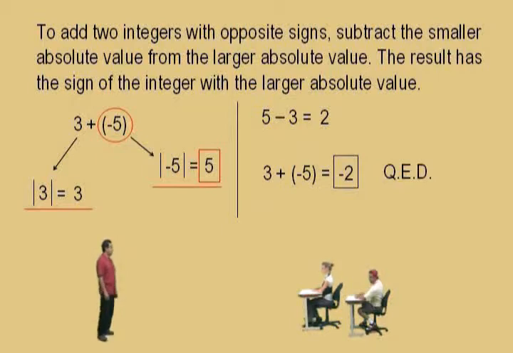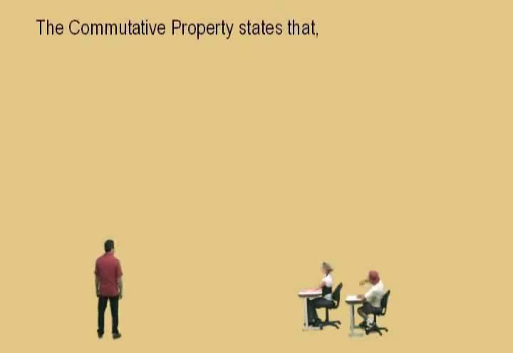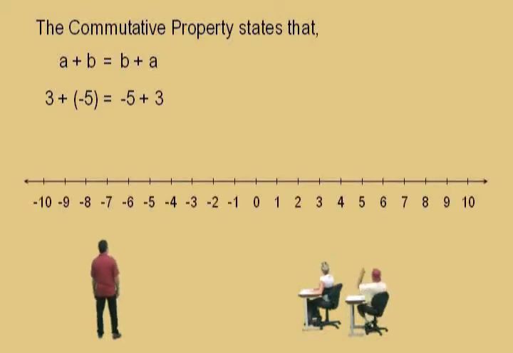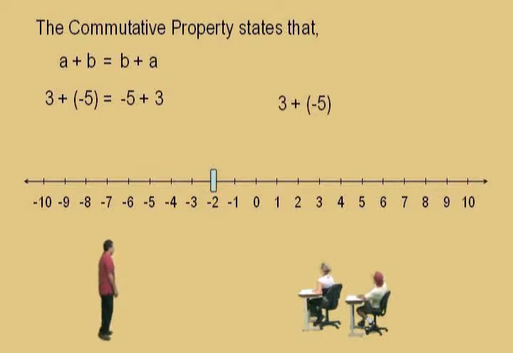Very nice there, Helga. Okay, Charlie, looks like you got your work cut out for you. Let's see what you got. I used the commutative property for addition that states that a plus b is the same as b plus a. Therefore, 3 plus negative 5 is the same as negative 5 plus 3. Now, let me have a number line. And we're going to start at negative 5, and we're going to move to the right 3 times. It gives me negative 2. Therefore, 3 plus a negative 5 is negative 2.